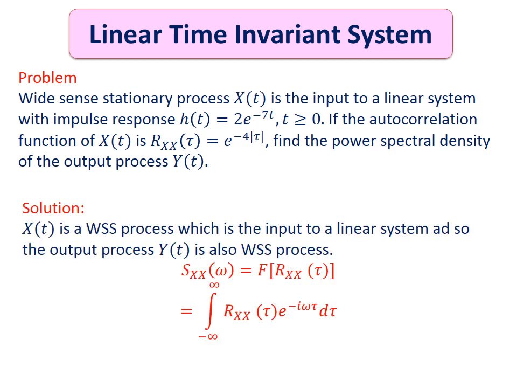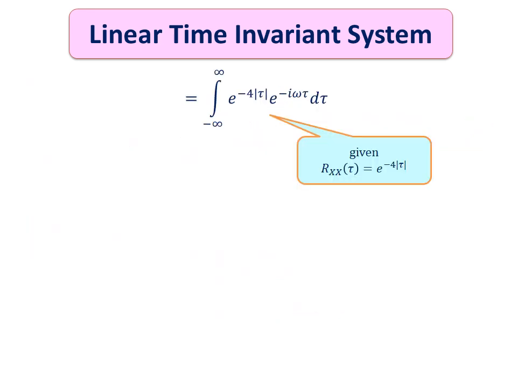As per the definition, when x of t is a WSS process, then the output y of t is also WSS. So we have the autocorrelation function R_xx of tau. When we apply Fourier transform to this autocorrelation function, we get the spectral density. So we get the integral from minus infinity to plus infinity of e power minus 4 mod tau into e power minus j omega tau d tau. I am just supplying this autocorrelation function into the definition.